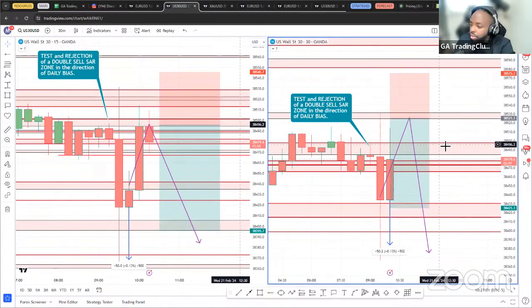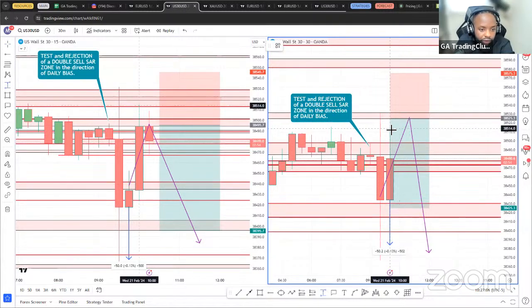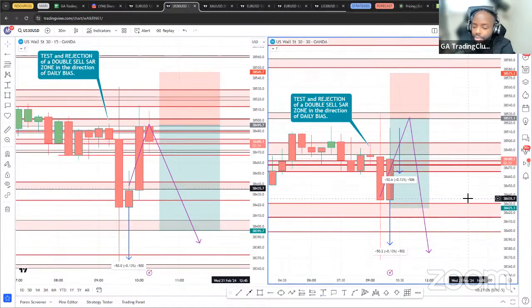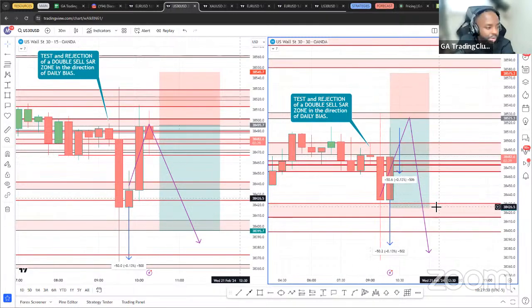If US 30 does like a 50 pip drop from here, I'm just going to discount this trade. I'm not going to look to enter it. The distance wasn't that bad, it was like a 10 pip distance. But yeah, if it drops 50 pips from here, I'll just call it a day for the live session, because at this point I don't think it's going to come back up.